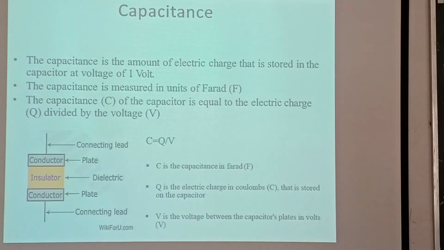So what is capacitance? Capacitance is the amount of electric charge that is stored in the capacitor at a voltage of 1 volt. The capacitance is measured in farad. The capacitance C of the capacitor is equal to Q by V, where Q is the electric charge and V is the potential applied to that capacitor.